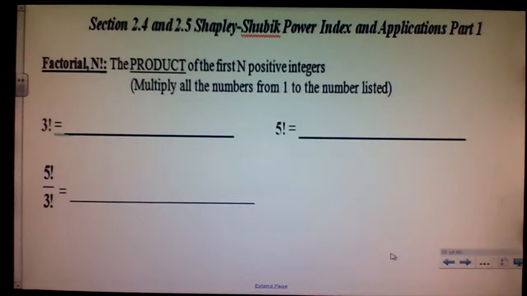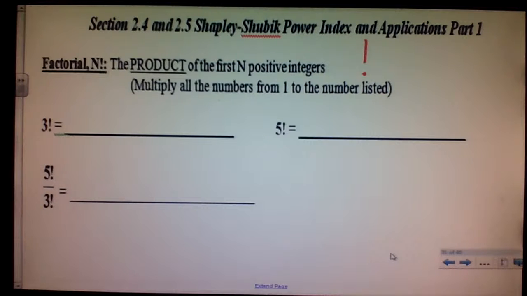Stop. Focus. Okay. Shapley Shubik Power Index. So before we start that, we need to talk about factorials. When I want a factorial, you'll see an exclamation point. This means to factorialize your number. The formal definition says the product of the first n positive integers. So, multiply all the numbers from 1 to the number listed.